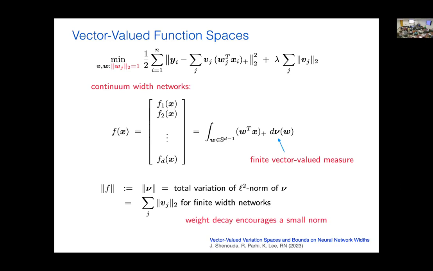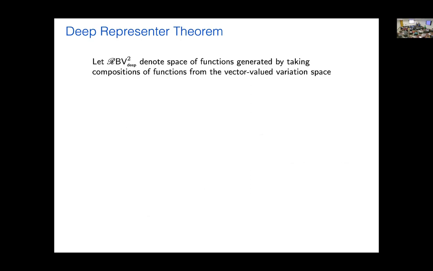Again, this is all equivalent to what people are doing in practice. They're training a neural network with weight decay, but what weight decay is really doing is encouraging a small functional norm of this sort. What does that small functional norm do? It's a little less clear to interpret than in the single output case, but I'll say a bit more about that in a second. But let me just talk about the deep representer theorem.